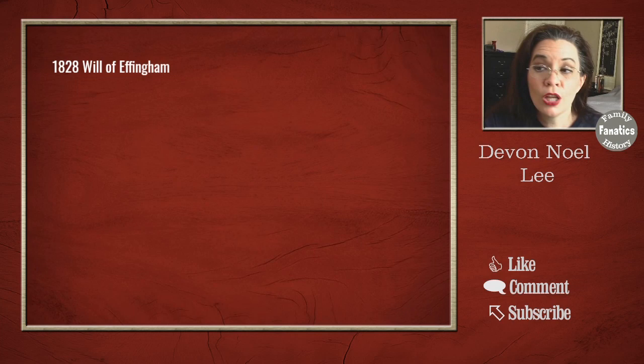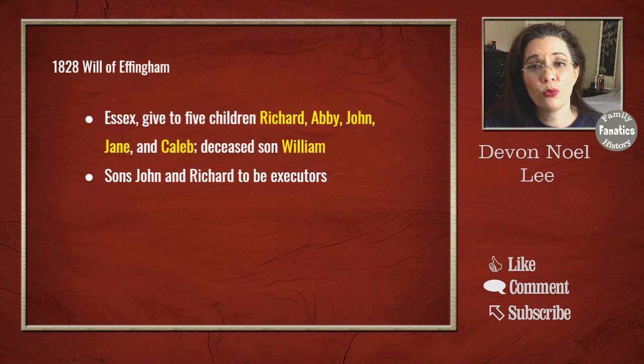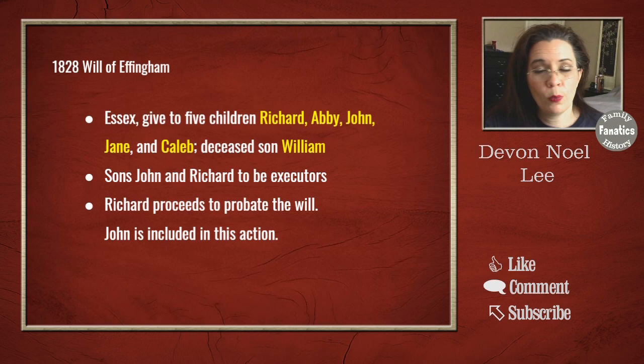Some of the things I found in Effingham's will: he gave an inheritance to five children, Richard, Abby, John, Jane, Caleb, and his deceased son, William. The sons John and Richard are to be executors, and the year is 1828. That's important. Richard proceeds to probate the will, but John isn't included in the record that I see so far.